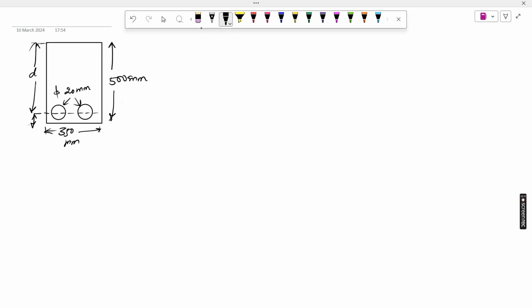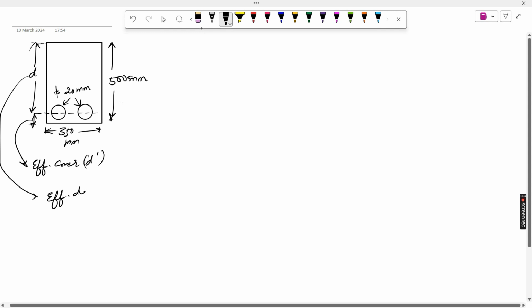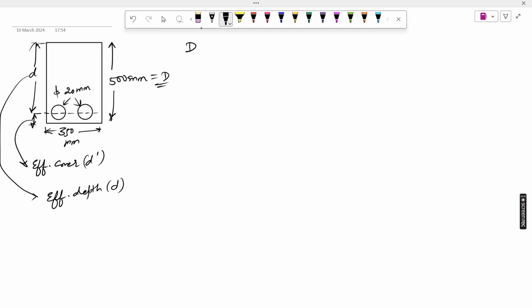And what is this eliminated part? That is named the effective cover. The symbol is d dash, and the symbol for effective depth is d. If it is taken as capital D, then D is equal to d plus d dash. And there is something more: from the end portion of the bar to the end fiber.